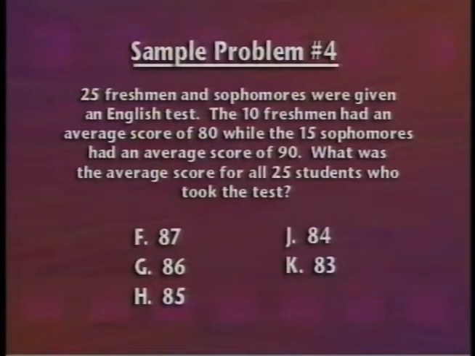The trap in this problem is answer H, an average of 85, which you simply get by adding 80 plus 90 divided by 2. But that won't work in this problem. This procedure can only be done correctly if the averages are derived from the same number of scores, which is not true in this case.